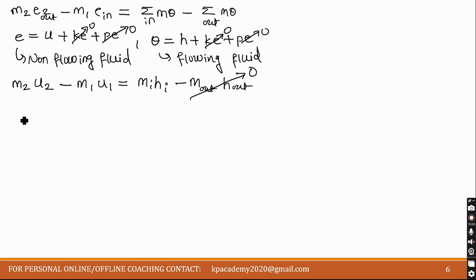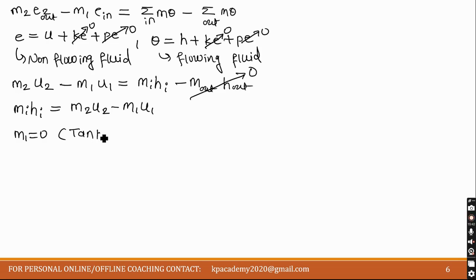Now another case, what will the final equation become here? Then mi hi will become m2 u2 minus m1 u1. So this will become the final equation. But the thing here is m1 is equal to 0, right? What is that? m1 is equal to 0. Why? Reason is the tank initially was empty, right? So m1 is 0, right?